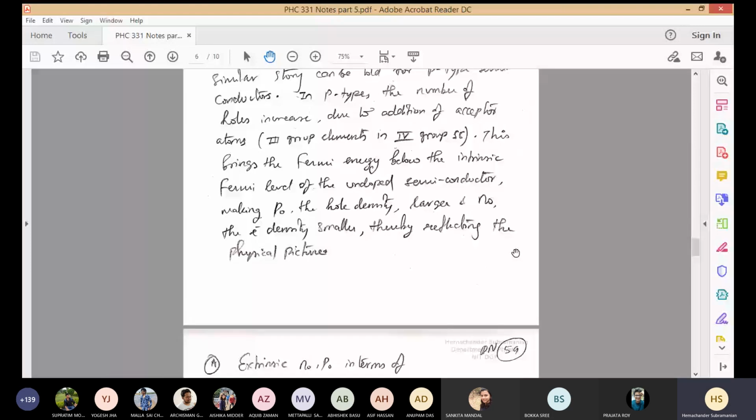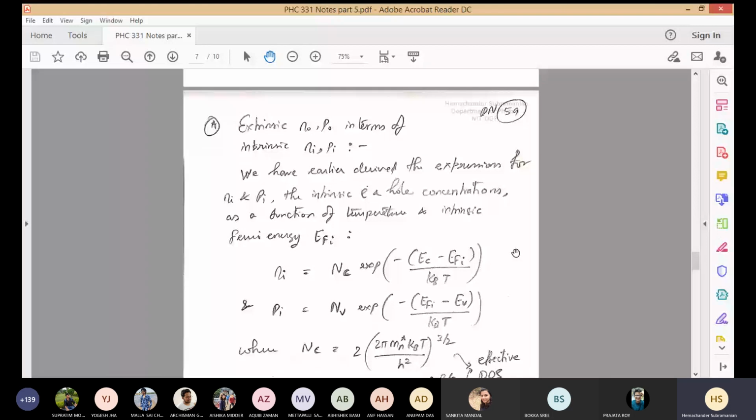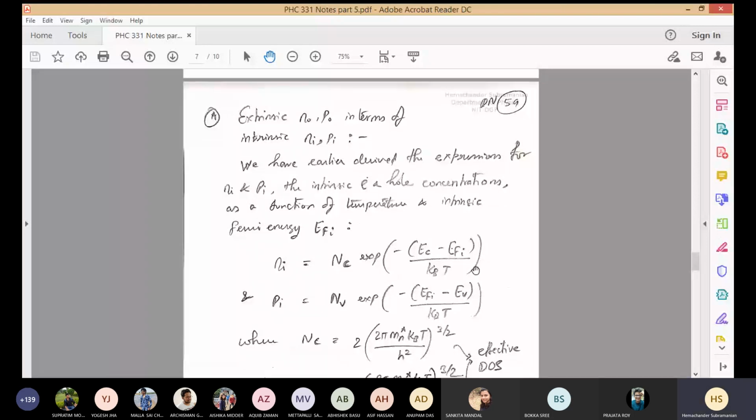All right, so we have written down expressions earlier for the intrinsic total electron density in a semiconductor. The equation is Ni, the total electron density of an intrinsic material, equals Nc, a constant which depends on temperature, called the effective density of states, times exponential of (EC minus EFI) over kBT. So this is positive, which means this is an exponential of minus some energy divided by kBT.